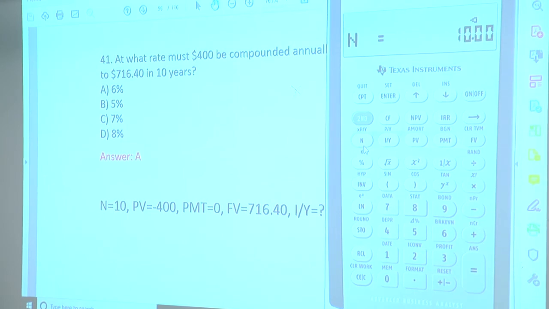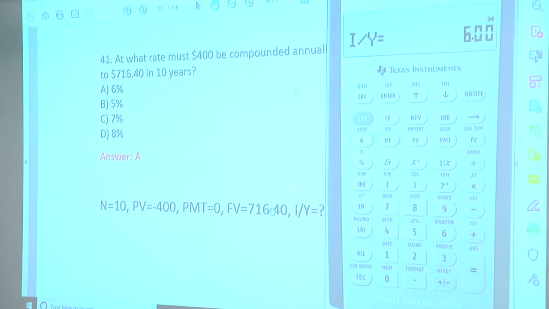Now, think about the signs. You go there, you save 400. In 10 years, you want to withdraw $716.40. So your cash is an outflow for the present, and an inflow for your future. If you put both negative signs or both positive signs there, the number will not be the same. You don't have any payments in between, so your interest is 6%.